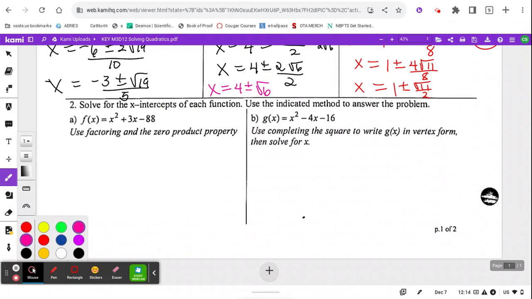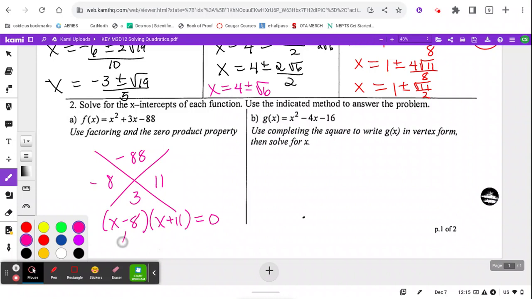Let's do one of each of the others. What times what equals a product of negative 88 and a sum of 3? I hope you thought of 8 and 11. It needs to be 11 minus 8 so that we get that sum of positive 3. x minus 8, x plus 11 are our factors. It then tells us to solve them by zero product property. And so that gives us a solution of positive 8 and a solution of negative 11. It then asked us to write the x-intercepts. So we write negative 11, comma 0 and 8, comma 0. It means it wanted the whole shebang all the way to x-intercepts.